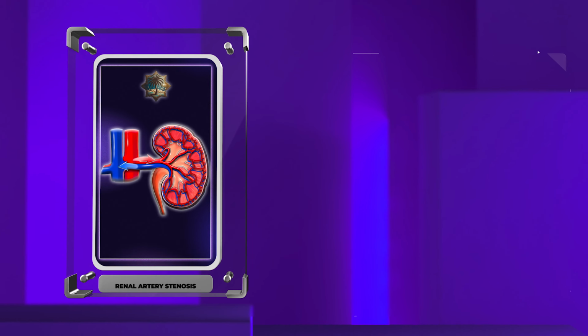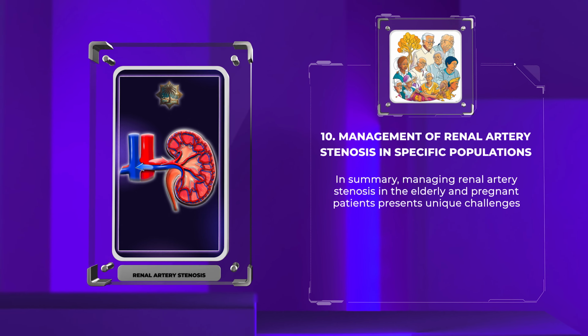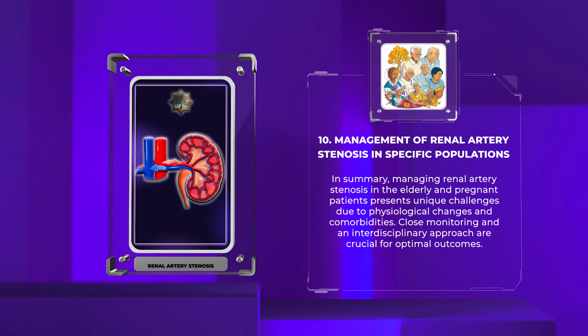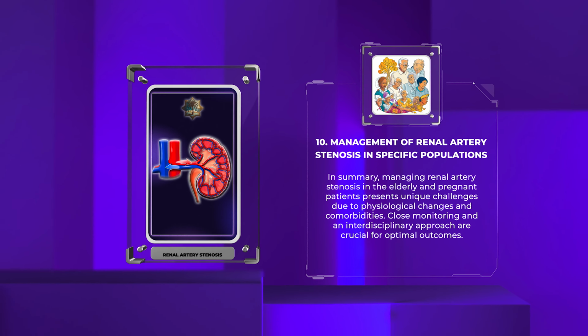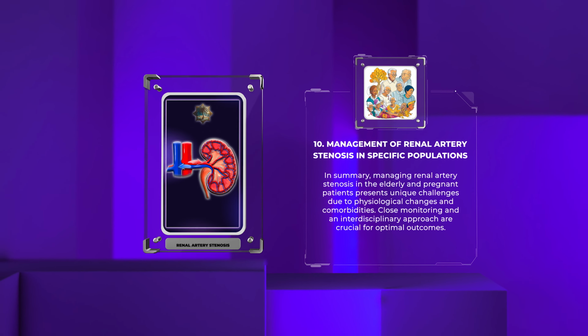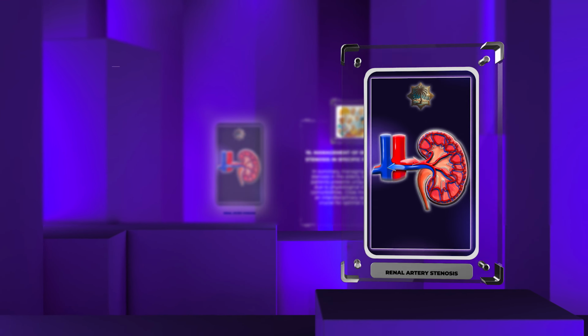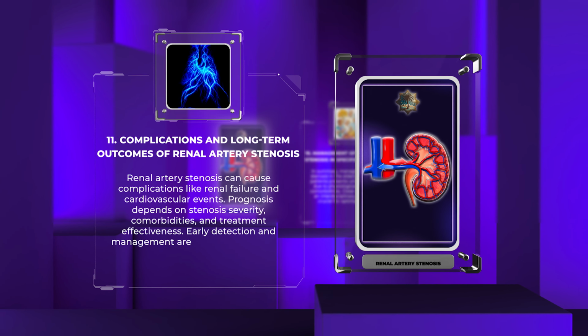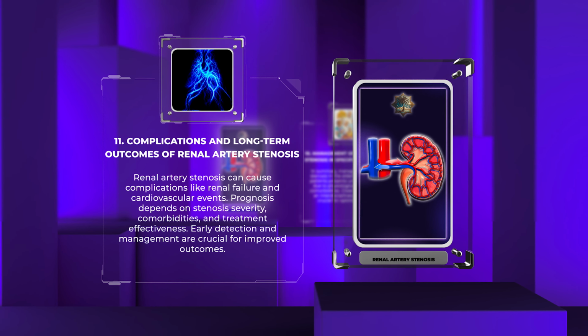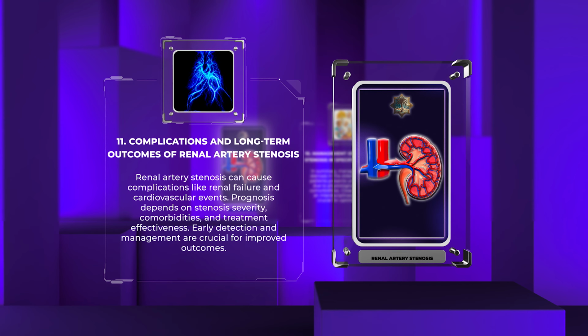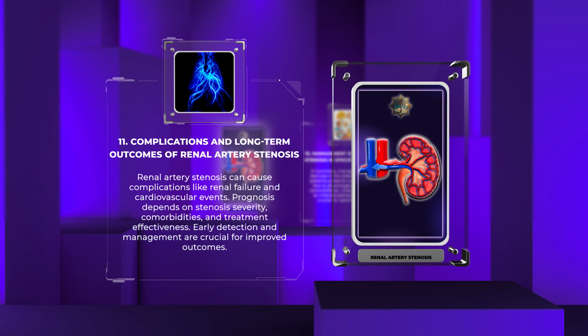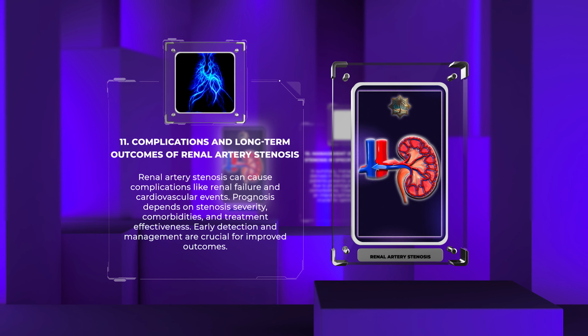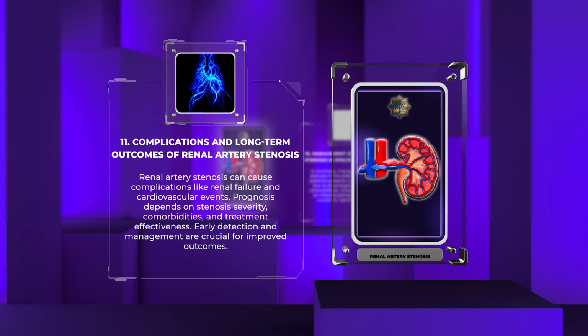In summary, managing renal artery stenosis in the elderly and pregnant patients presents unique challenges due to physiological changes and comorbidities. Close monitoring and an interdisciplinary approach are crucial for optimal outcomes. Renal artery stenosis can cause complications like renal failure and cardiovascular events. Prognosis depends on stenosis severity, comorbidities, and treatment effectiveness. Early detection and management are crucial for improved outcomes.